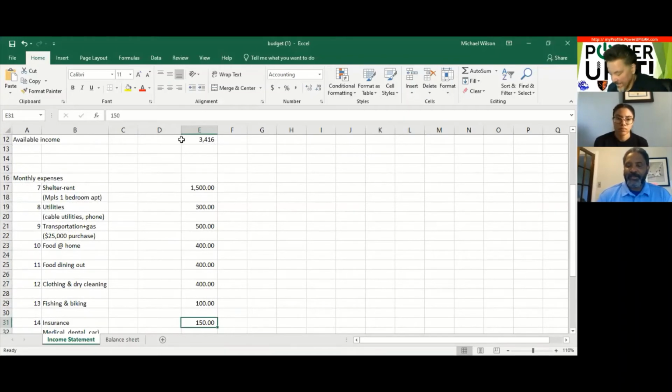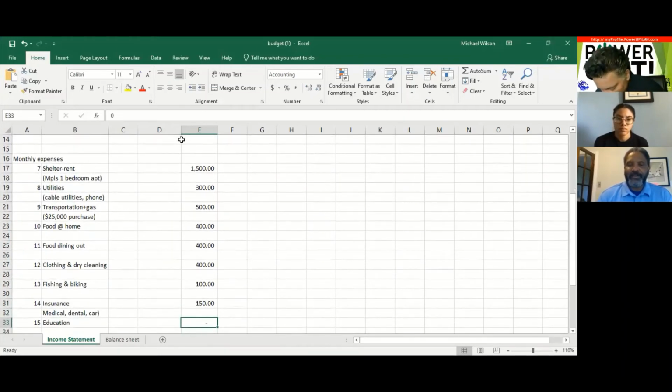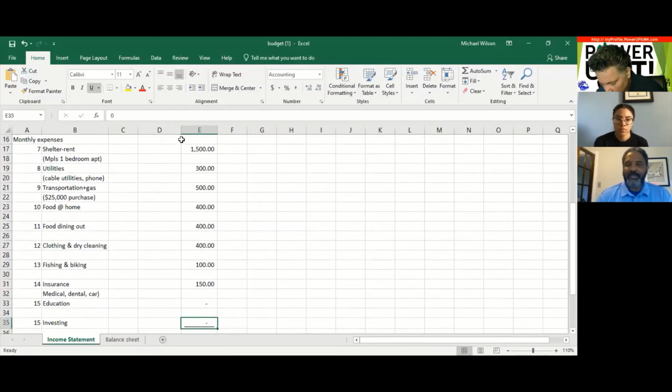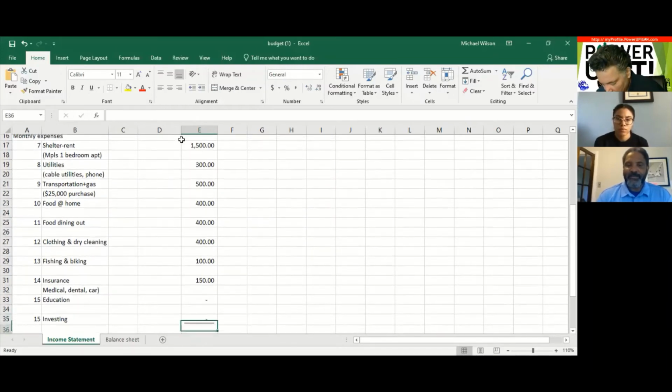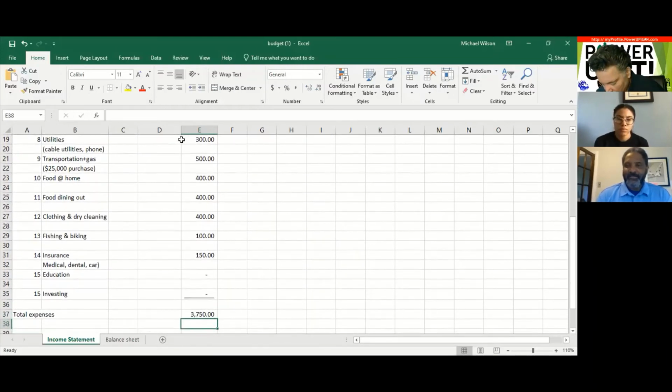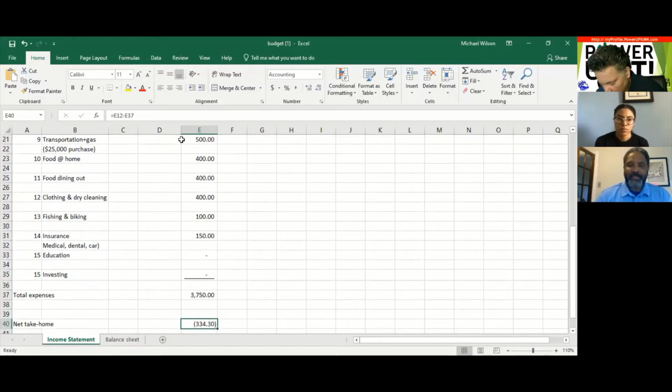Then, of course, there's insurance, medical, dental, car insurance. And then you'll notice that there's not anything left over for education. There's not anything left over for investing. And in fact, you're spending more than you brought in. And it puts us in a negative position.